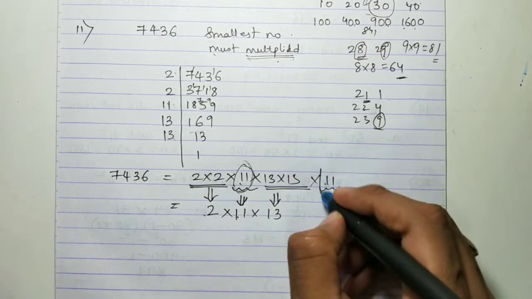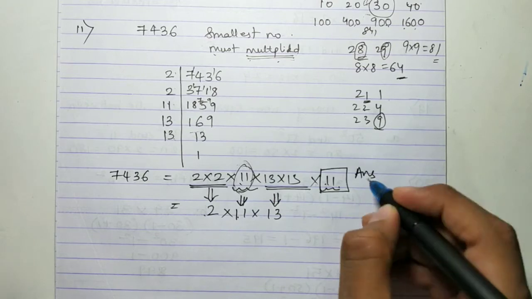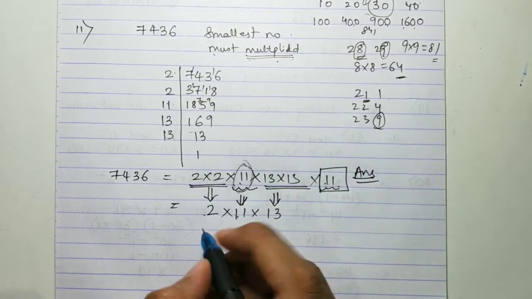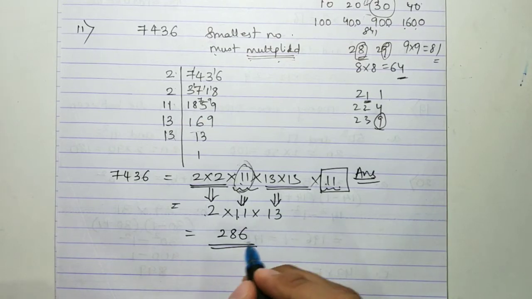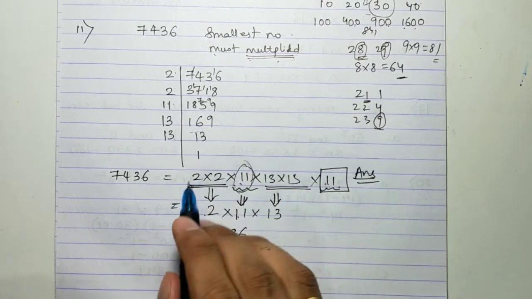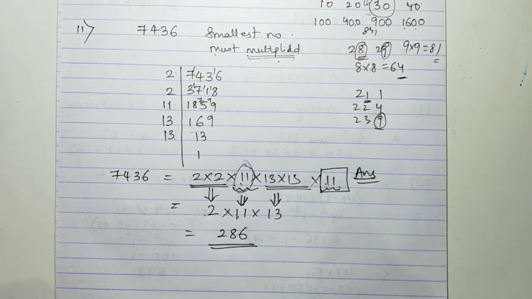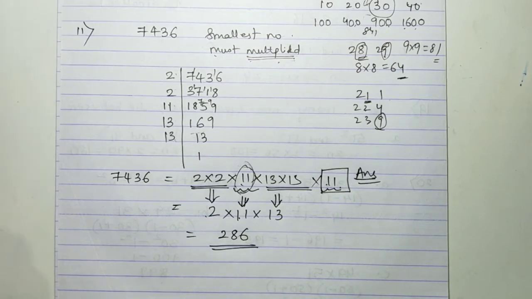So the first answer was 11. That is, which number should be multiplied? 11 should be multiplied, and the next answer is 286. The square root of that new number, this whole number, is 286. I hope you have understood the method.